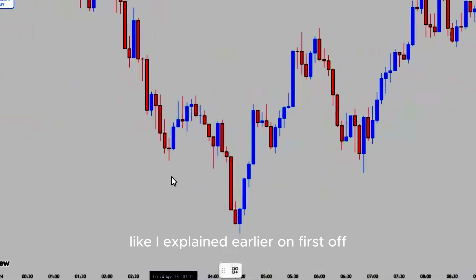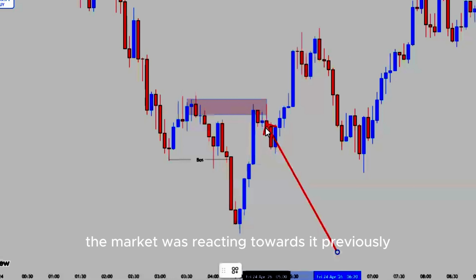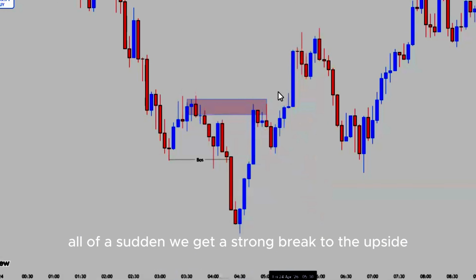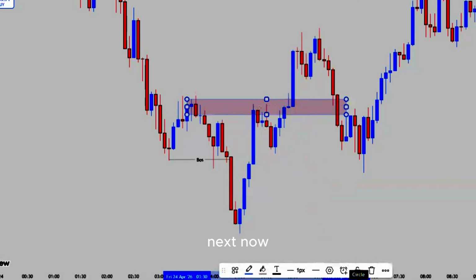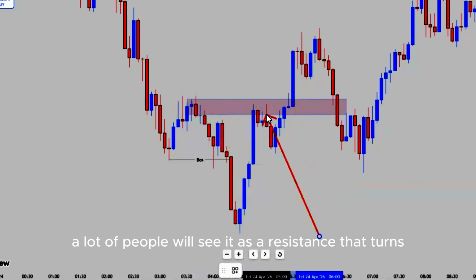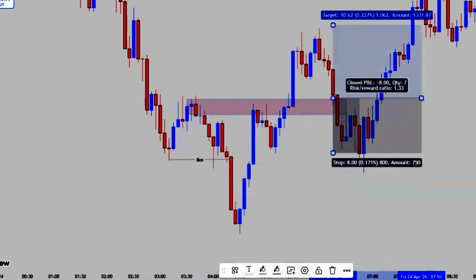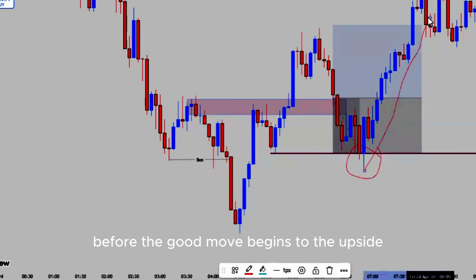Like I explained earlier, first off, the market is going to leave a break of market structure and also a bearish order block right here. The market was reacting towards this bearish order block previously, so you can call it a resistance right here. The market is reacting towards the resistance, but all of a sudden, we get a strong break to the upside. Now you have to elongate this to the future, waiting patiently for when the market is going to get there next. A lot of people will see it as a resistance that turns support, and the impatient ones will start buying the market around this region. They want to keep their stop losses below this low right here, not understanding fully well that the market is luring them into a trap, getting them stopped out before a good move begins to the upside.